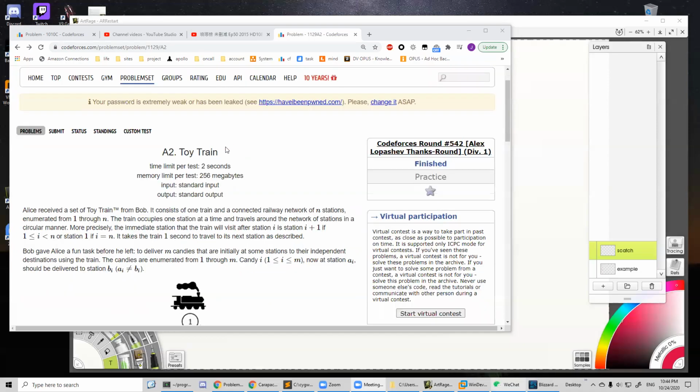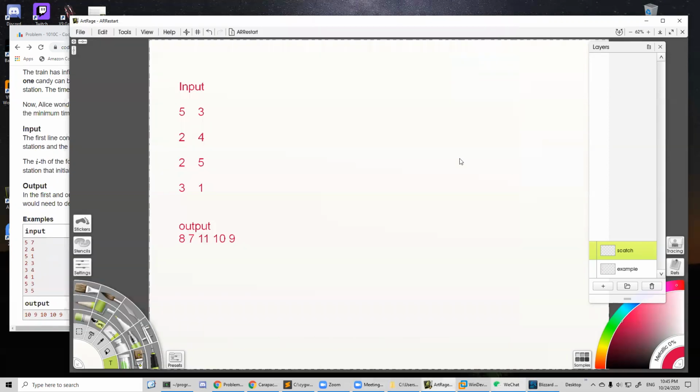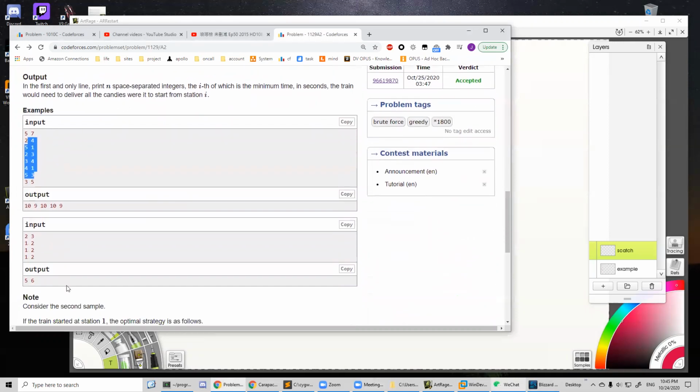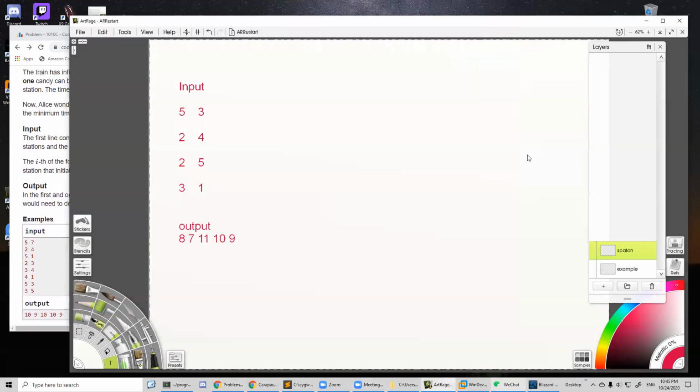Hey guys, today we are going to discuss this problem. It's 1800, and as always, we are going to start with the example here. Their example is way too complicated, and the second example is way too simple. So I designed our own example here.